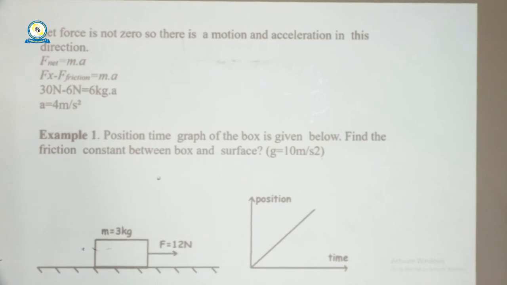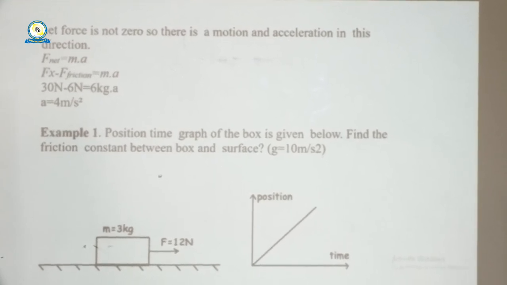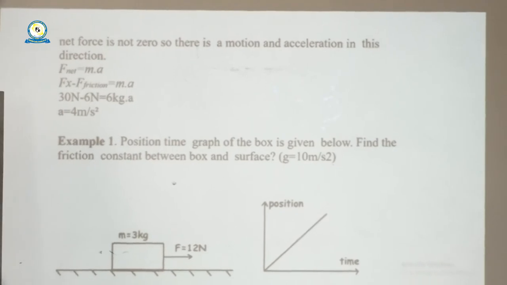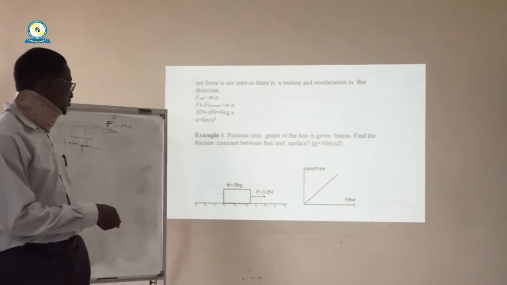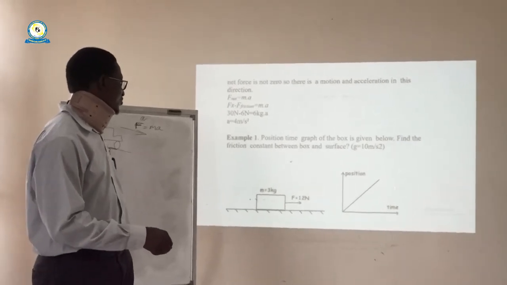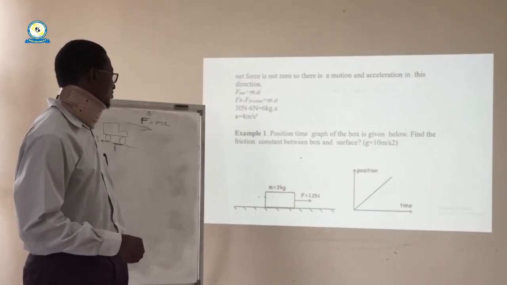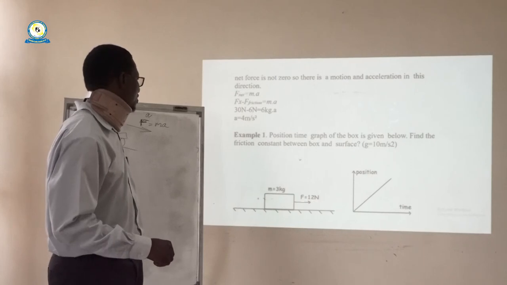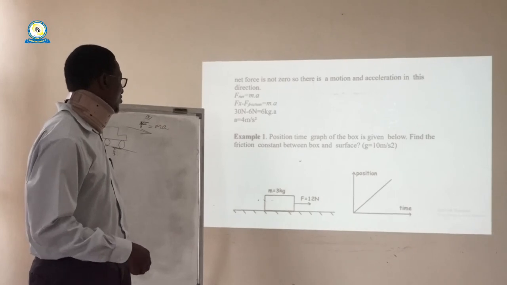Second example. The position time graph of the box is given below. Find the friction constant between the box and the surface. g is equal to 10 meters per second squared. This is the position time graph, position against time of this box. F is equal to 12, in the direction of motion. So you can get a mu there.